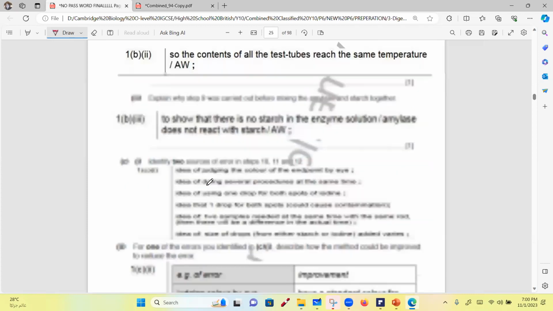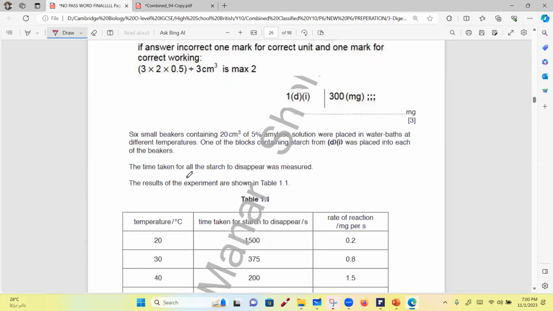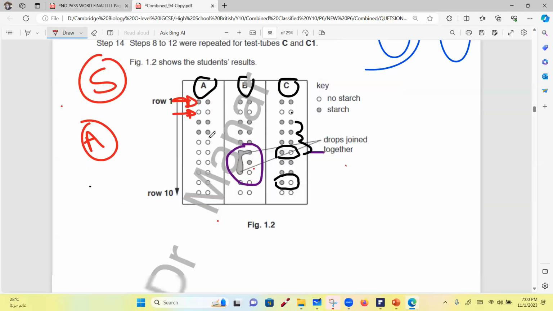Where am I? We want to finish this question at least. Where are we? I'm here.